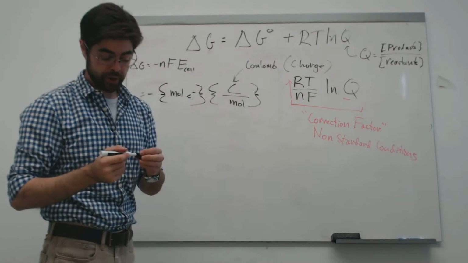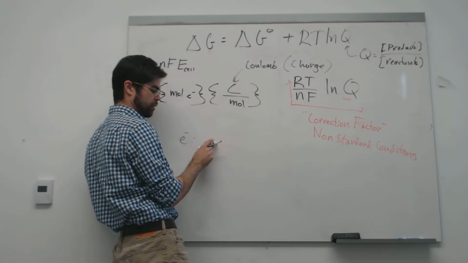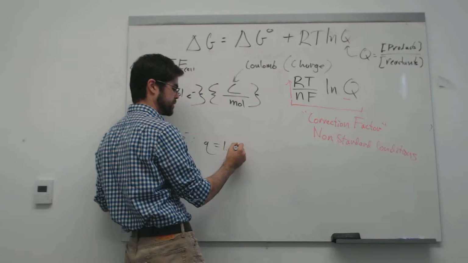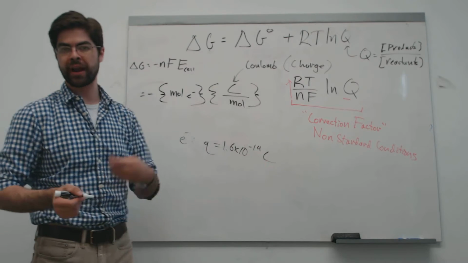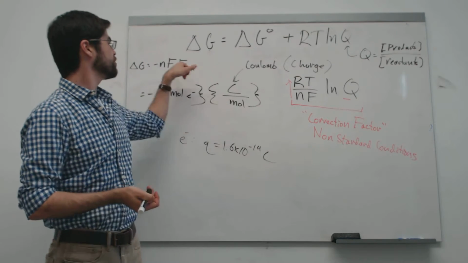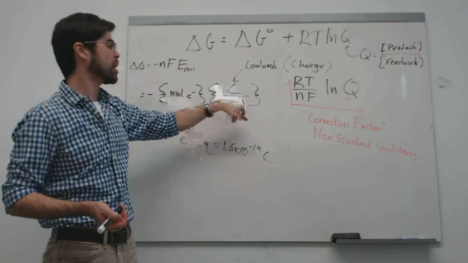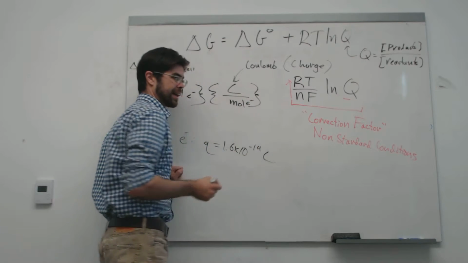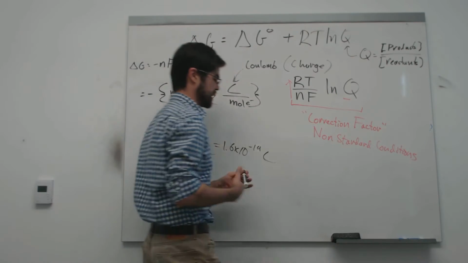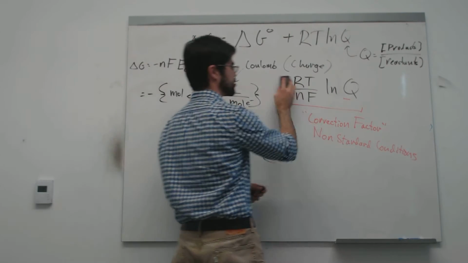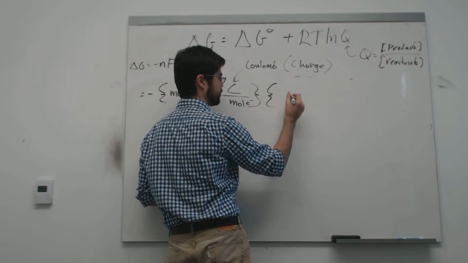An individual electron has a unit charge, which we call Q, and that unit charge is 1.6 times 10 to the negative 19 coulombs. This is our standard SI unit for charge. Faraday's constant is the charge, the number of coulombs, of 1 mole of electrons. So the moles of electrons should end up canceling each other in this calculation. And then the cell potential has units of volts.